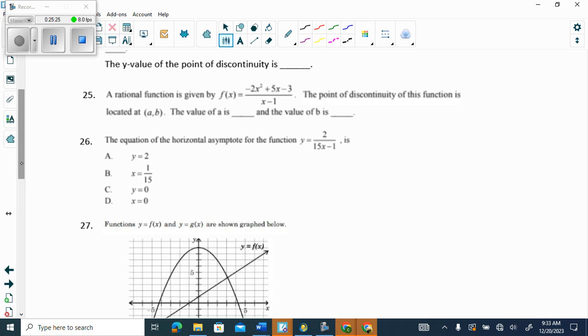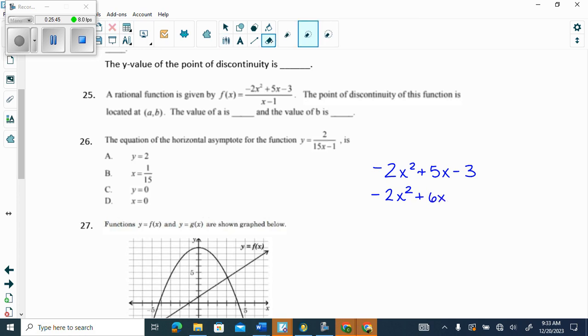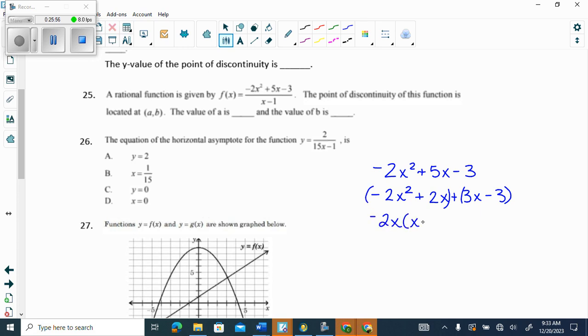This one, a rational function is given by f of x equals that. So what am I going to have to do? Factor it, correct? So I get negative 2x squared plus 5x minus 3. I get negative 2x squared plus 6x, plus 2 and 3. Sorry. Let's multiply, give me 6, and add, give me 5. 2x plus 3x minus 3. Take out a negative 2x, I'm left with x minus 1. Take out a 3, I'm left with x minus 1. Negative 2x plus 3, x minus 1.